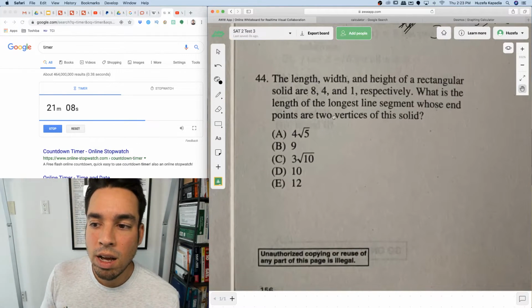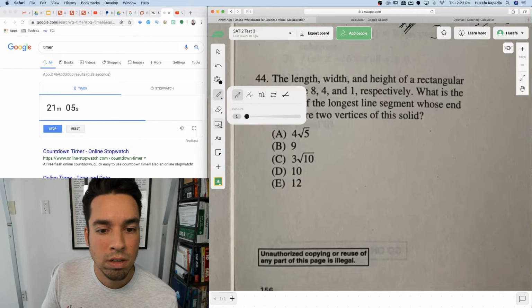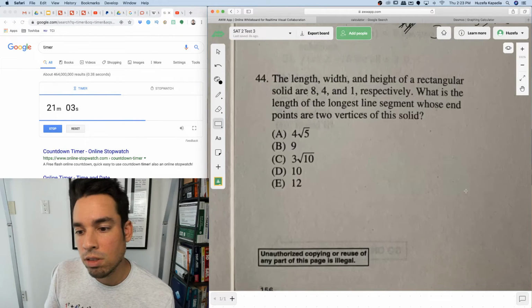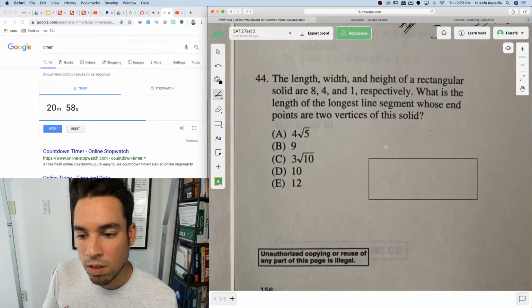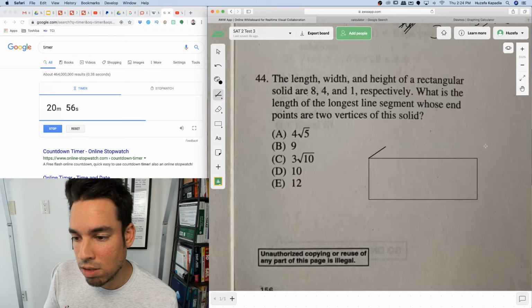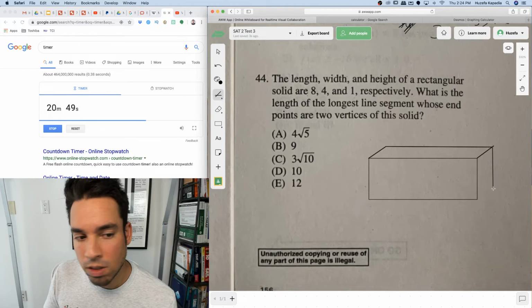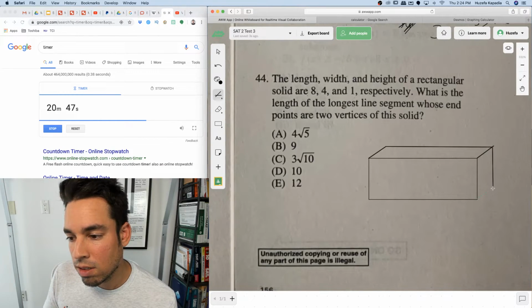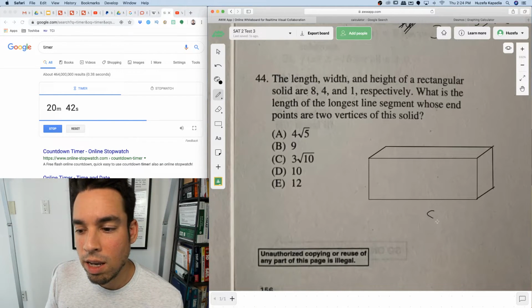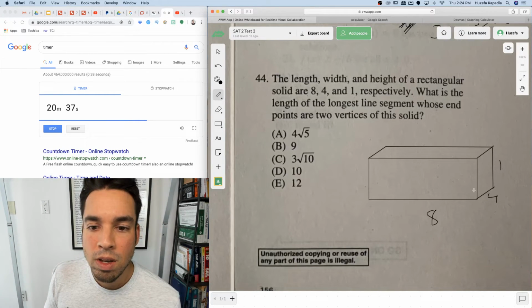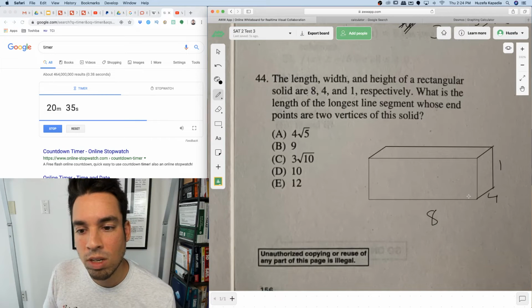Okay, the length, width, and height of a rectangular solid are... Okay, I always like to draw it out right off the bat. To be honest, the time is going really well. I'm sure I have way more time than I need to finish this, because to have 20 minutes to do the last 7 problems is pretty great. So we've got 8, 4, and 1 respectively, length, width, and height. What is the length of the longest line segment whose endpoints are two vertices?